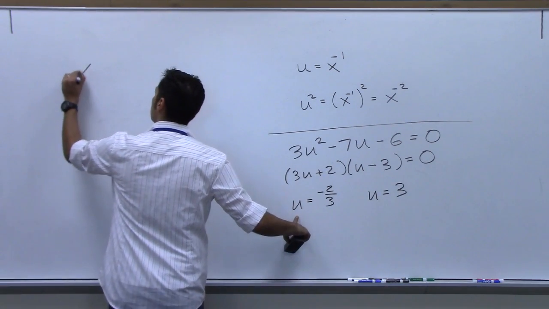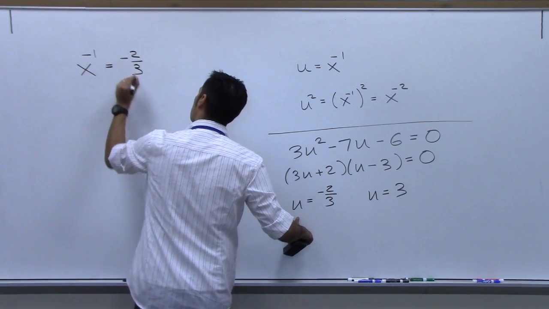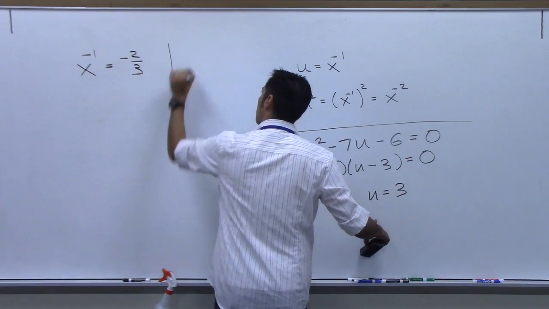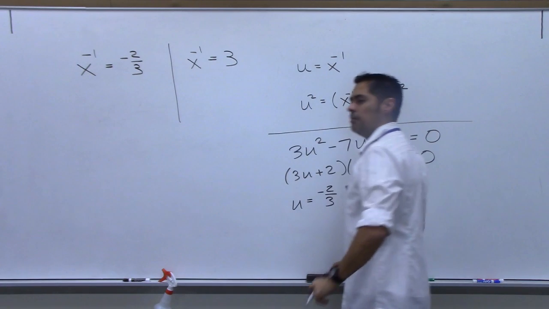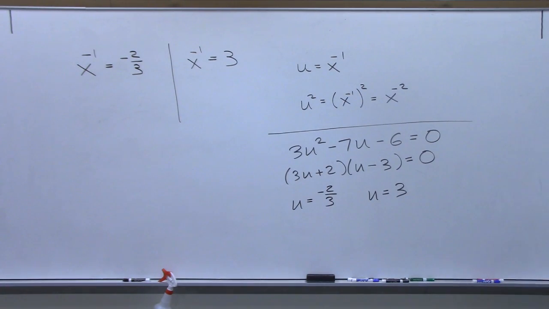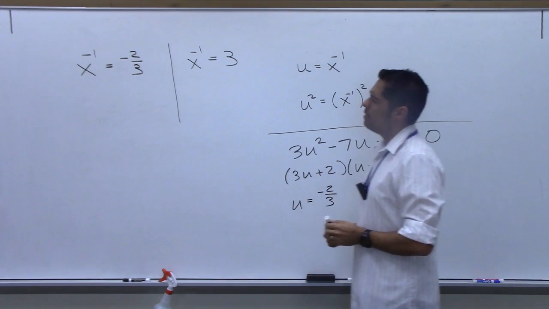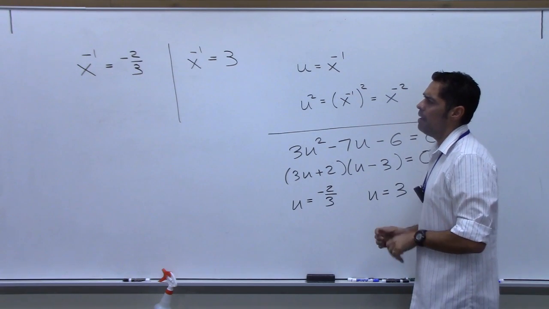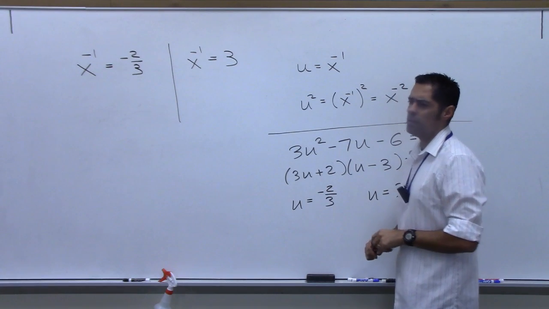So this u is x to the negative 1. That's correct. x to the negative 1 equals negative 2/3. And then this one is x to the negative 1 equals 3. I don't know if what I did was right, but I multiplied each side by x to the negative 1 power to cancel out the 1, or no? You multiplied by x to the negative 1? Close. Anyone else try something?